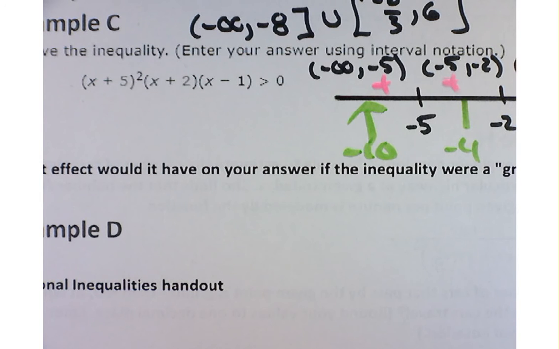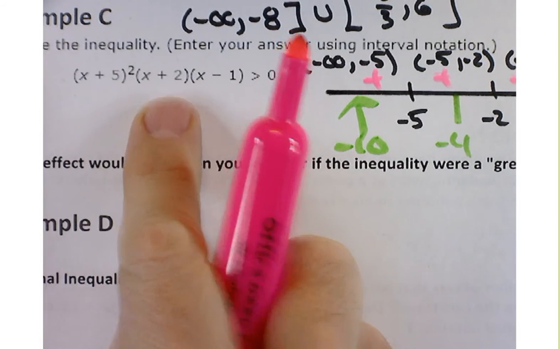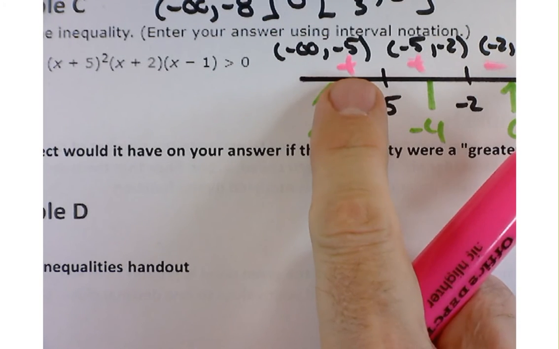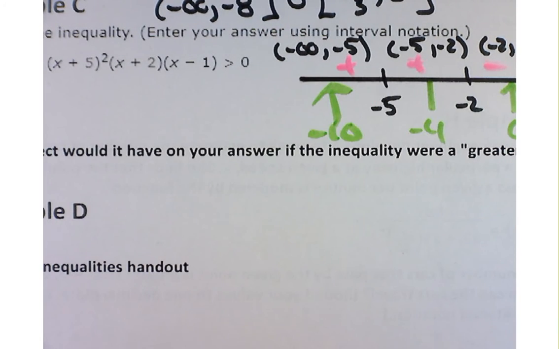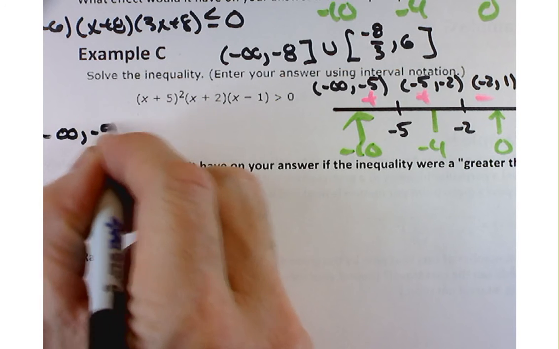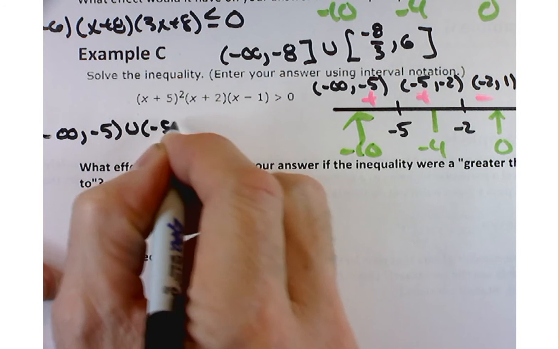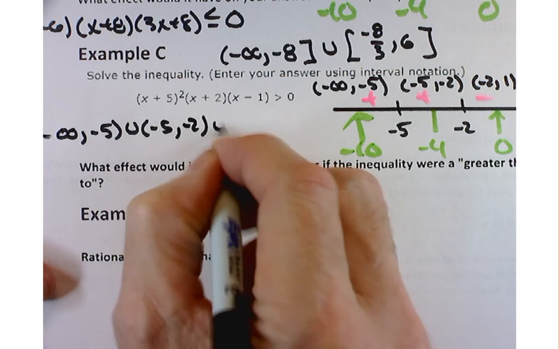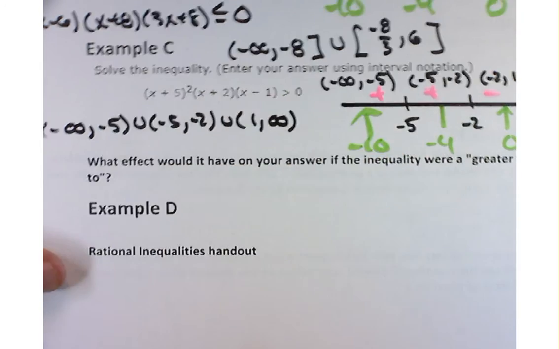So instead of going through the x-axis and changing signs, so going from negative to positive or positive to negative, it touches the x-axis and then bounces back the same way. So it's the same sign on either side of negative 5. So my solution should be all the intervals where it becomes positive. So my solution would be negative infinity to negative 5, and then negative 5 to negative 2, and then 1 to infinity. So all of those.